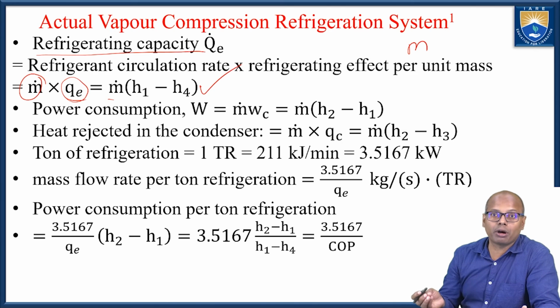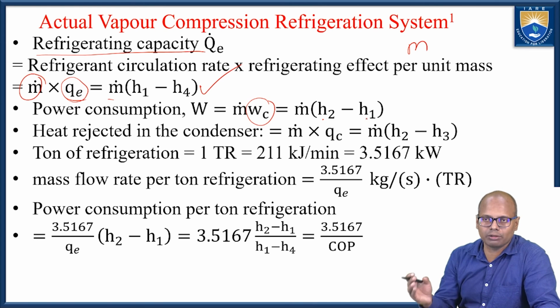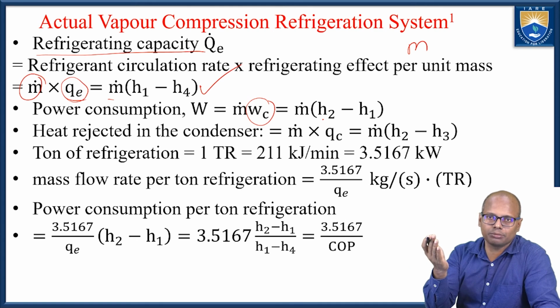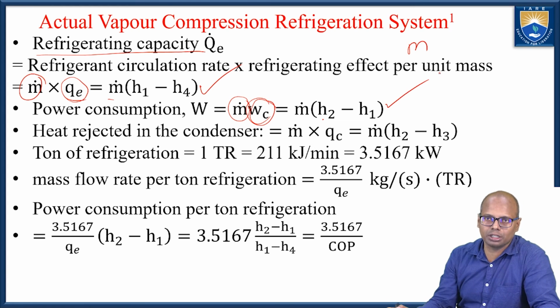Now, what is the power consumed by the system? That also sometimes they will ask. So, I know the work done per unit kg. Work done per unit kg is nothing but H2 minus H1. Whatever enthalpy increased inside the compressor is nothing but the work done per unit mass. So, if I know the work done per unit mass, and if I multiply that with the mass flow rate, I will get the total power consumption by the cycle.